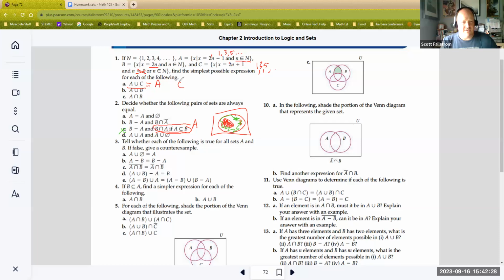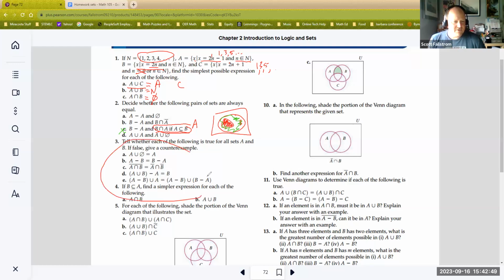A union B, that'd be all the odd ones together with all the even ones. So that would just be N, everything we have, all the natural numbers. And A intersect B: where do the odds intersect the evens? You would say they don't. So the empty set. Be careful.